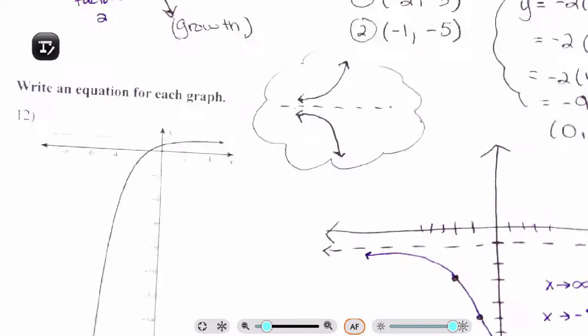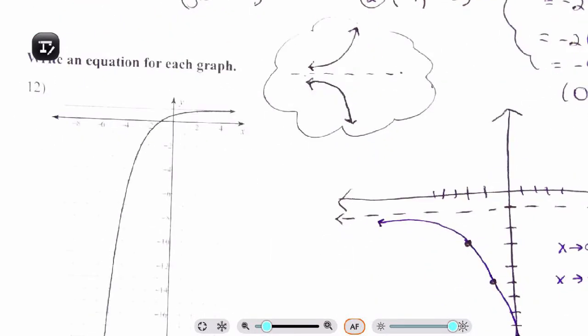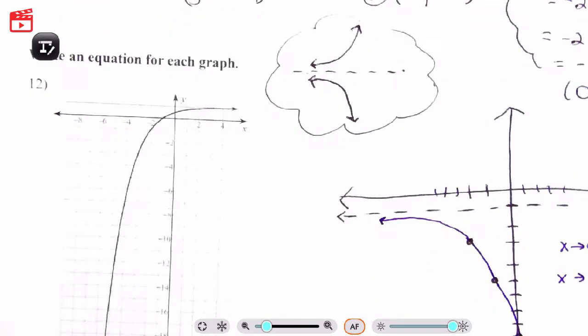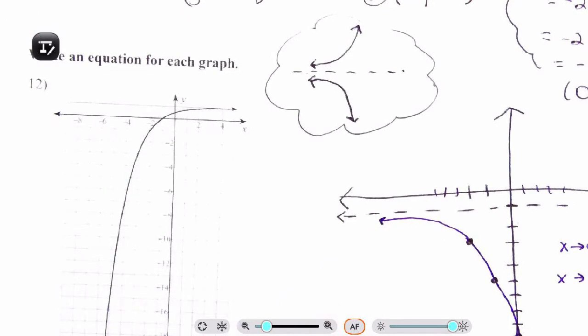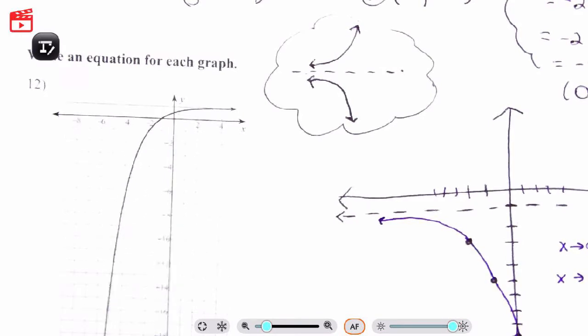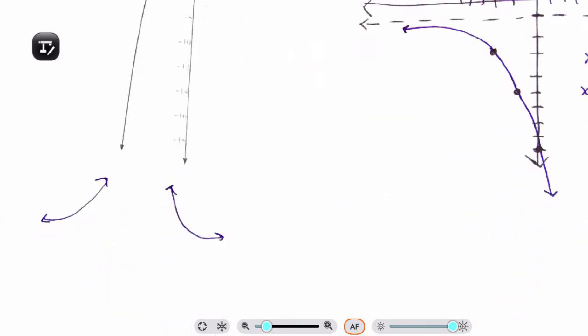All right, let's do this. Write an equation for each graph. So for this one here, you're going to write an equation. In this case, just like before, we got to determine if this is a growth function or a decay function to know which formula to use.